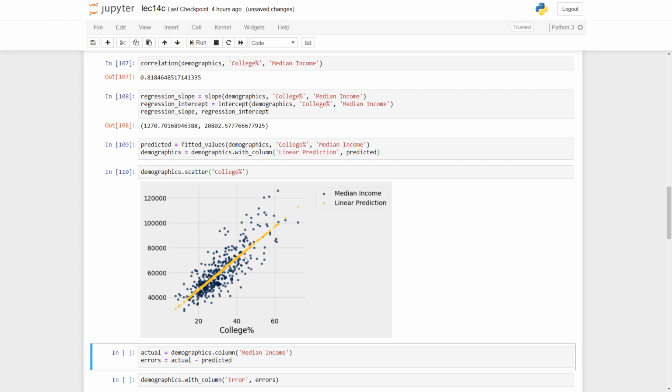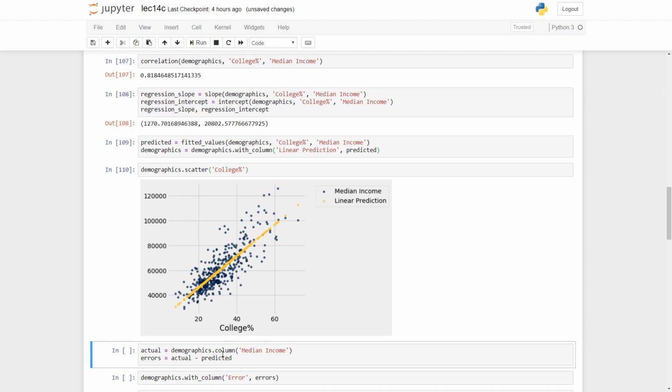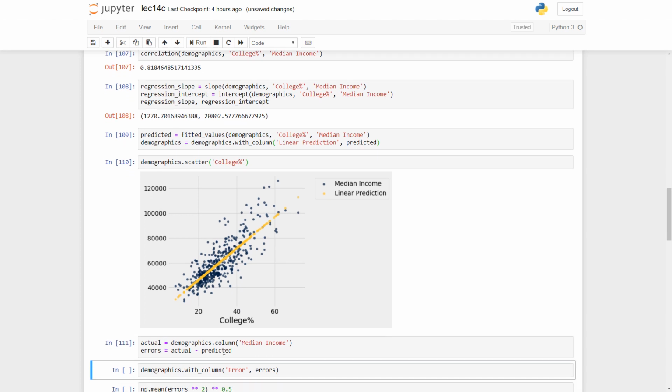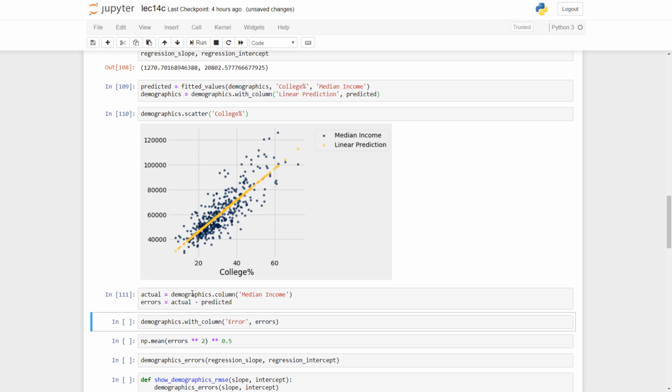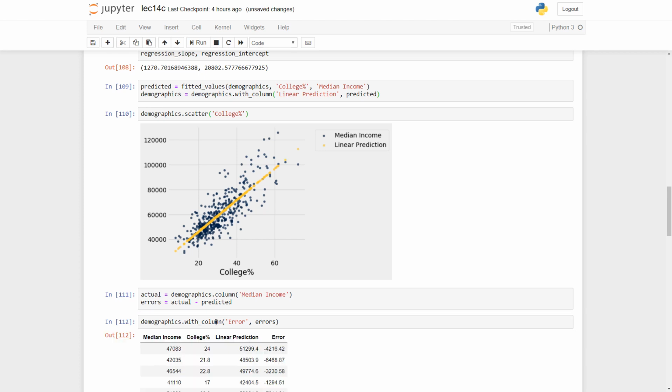And now we can compute the error of that line, or the root mean square error for that line. How can we do that? The first thing is to compute the errors between the actual values and the predicted values. The actual values are of course coming from the median income column, and the predicted are the predicted income given the level of education, represented by the percentage of people who go to college. So the errors will be actual minus predicted, and now we add it as a column to the demographics table.